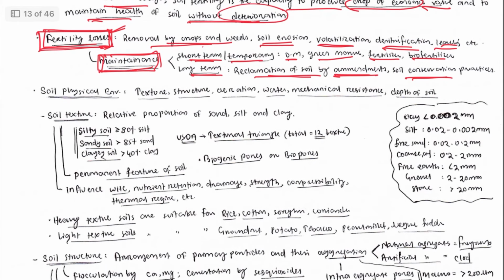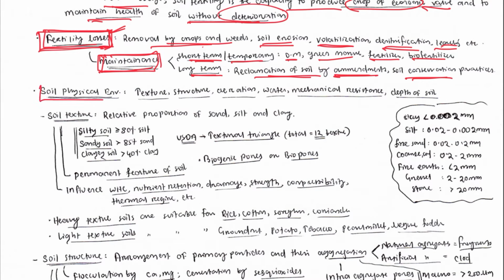Next, let's discuss the soil physical environment and how it affects crop growth. Under soil physical environment, there are parameters like soil texture, structure, aeration, water, mechanical resistance, and depth of the soil. They have a significant impact on crop growth and development. Basically, they have a significant impact on root growth and root development, because most of the root is under soil.